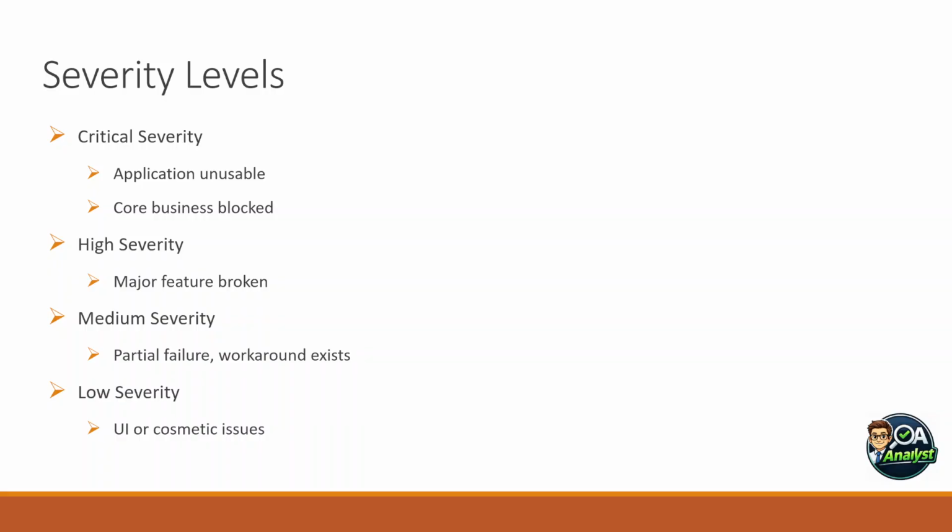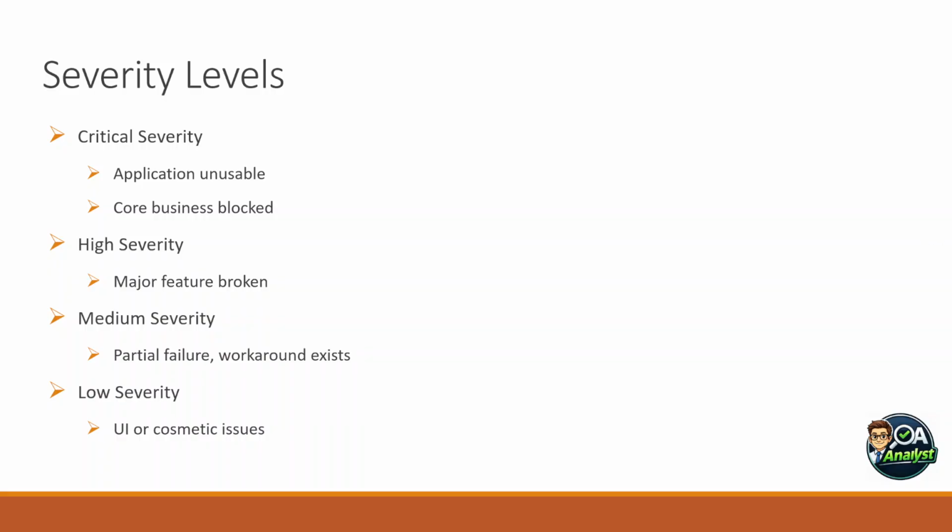The third is medium severity. Medium severity defects do not block the application, and they have some workarounds. For example, a password reset email delayed, an incorrect validation message, or a calculation mismatch in the reports. This comes under medium severity. And the last is low severity. Low severity defects are cosmetic or UI related issues with no functional impact. Examples are spelling mistakes on the page, an alignment issue, or a color mismatch. So severity is purely about the technical impact.